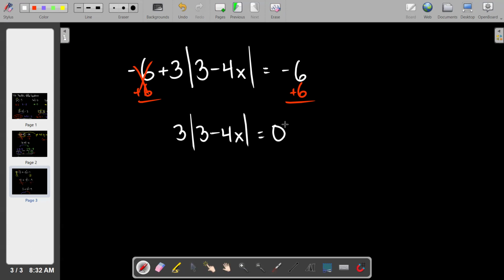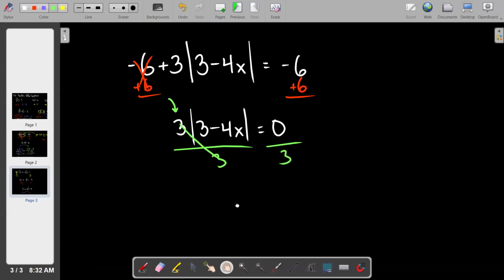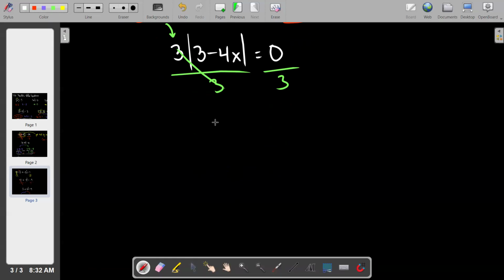I'm still not ready to make a choice because there's a clinger. Got 3. It's clinging on, man. How do we get rid of that guy? Divide both sides by 3, giving us the thing we're trying to get by itself, finally by itself, the absolute value of 3 minus 4x equals 0. One equation, two equations, no solution? 1. Remember, you can only equal 0 if you're called 0.